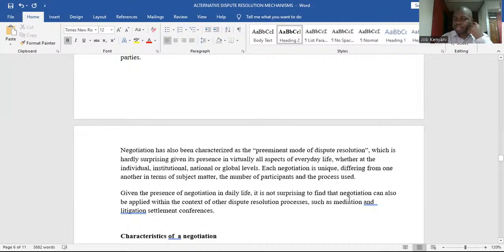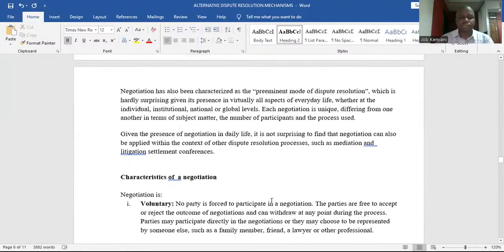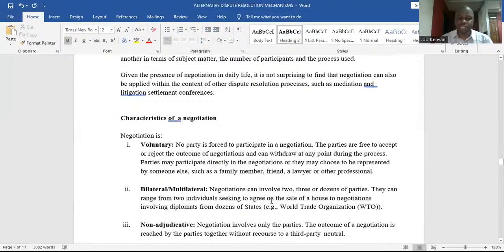It is not surprising to find that negotiation can also be applied within the context of other dispute resolution processes, such as mediation and litigation settlement conferences. So that's what we mean by negotiation. It is voluntary, so no one is usually forced to. You come voluntarily to meet the opposing side. It can be bilateral or multilateral, involving 2, 3, or maybe dozens of parties. It is non-adjudicative and involves only the parties. The outcome of negotiation is reached by the parties together without recourse to a third party.